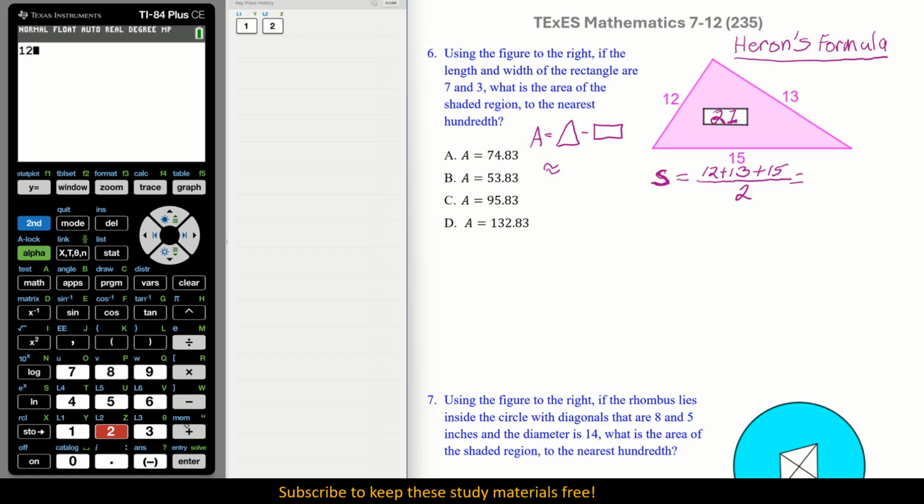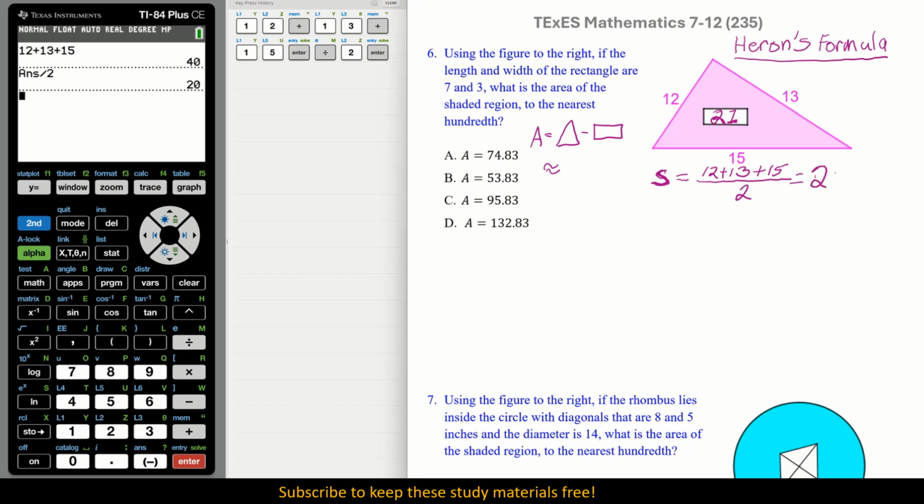Okay. 12 plus 13 plus 15. And that's it. Push enter and we divide by 2. That is 20. So the value that we need is 20. It's very important.